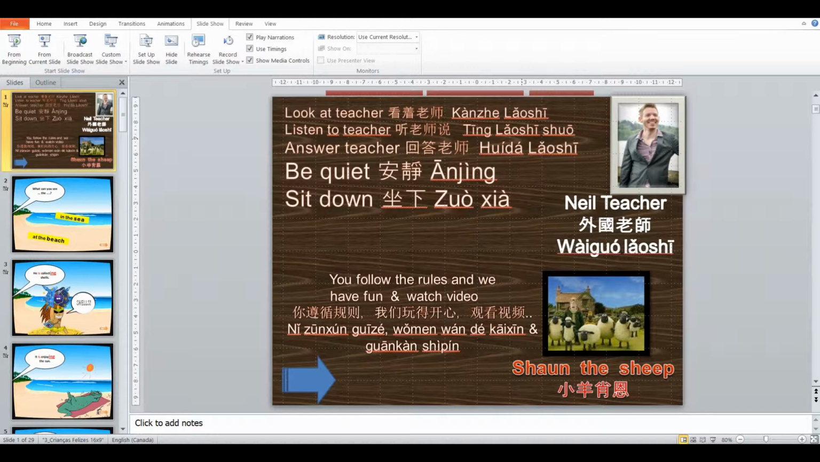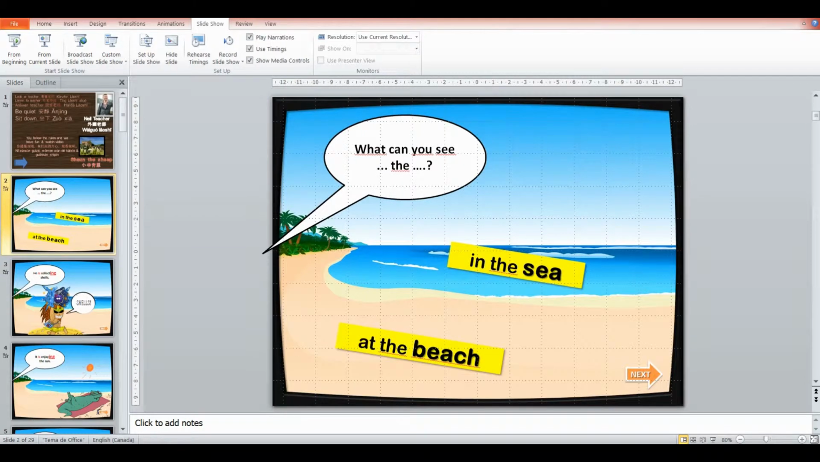As always, I start my lessons off with the rule slides, where I have the students repeat the rules, and I reiterate that there's a reward at the end if they follow those rules. So this particular PowerPoint lesson is about the beach, using some vocabulary from the beach and things that you do on the beach in conjunction with using the present continuous structure for sentences.